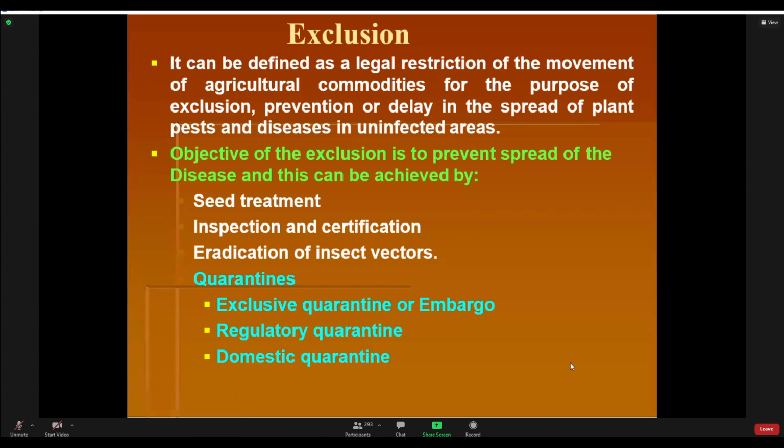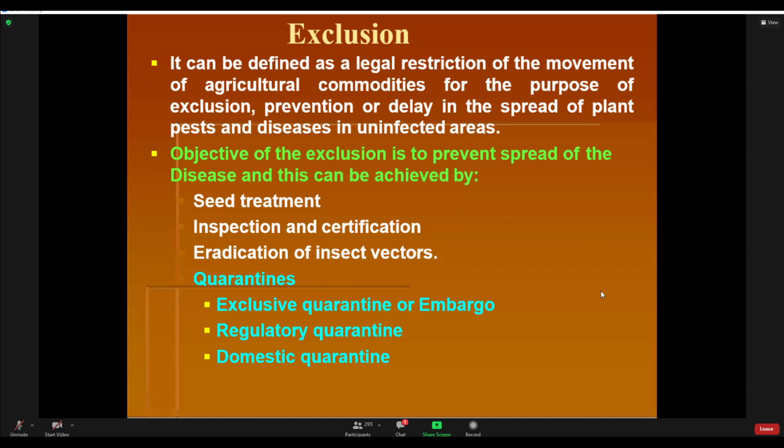So exclusive quarantine means total restriction of pathogen import of seed from the diseased area to the healthy area. And regulatory quarantine means we will allow the import, but we will test the health of the seed. We will issue a certificate and we will prescribe that this seed, the disease seed, although the percentage is minimum, maybe 5%. And domestic quarantine means we will not allow the movement of disease seed from the diseased area of the country to the healthy area of the same country.